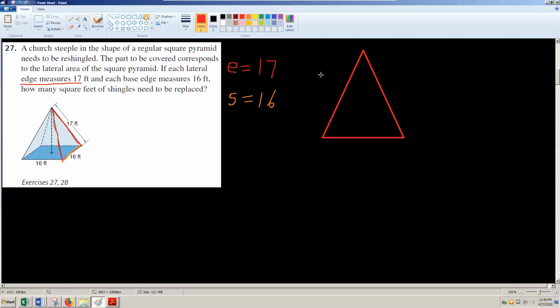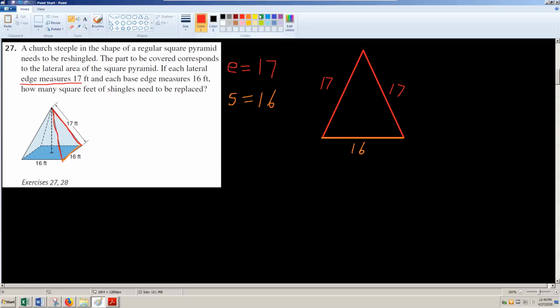This is probably the easiest way to do this problem. Again, there's multiple ways we could do it. This I think is the easiest. So here's my orange one right there. So we know that we've got 16 and we have 17.